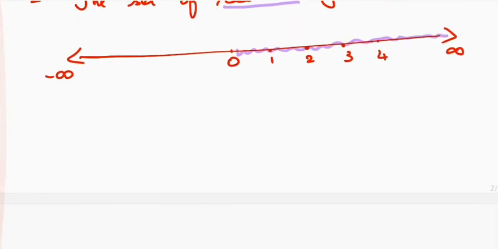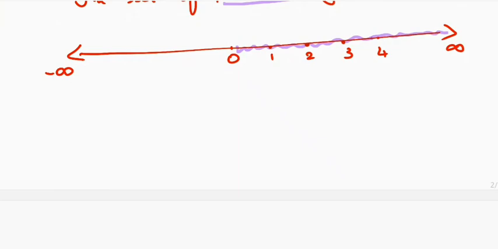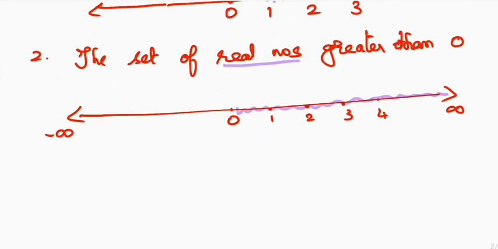So you will have two types of intervals. One is a finite interval, another one is an infinite interval. Finite interval does not mean that it contains only a finite number of real numbers. Both finite and infinite intervals are infinite sets only. Why am I saying like that?